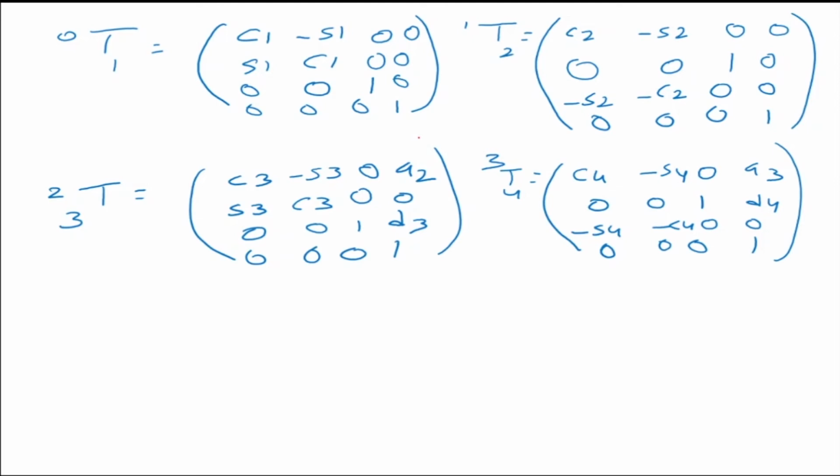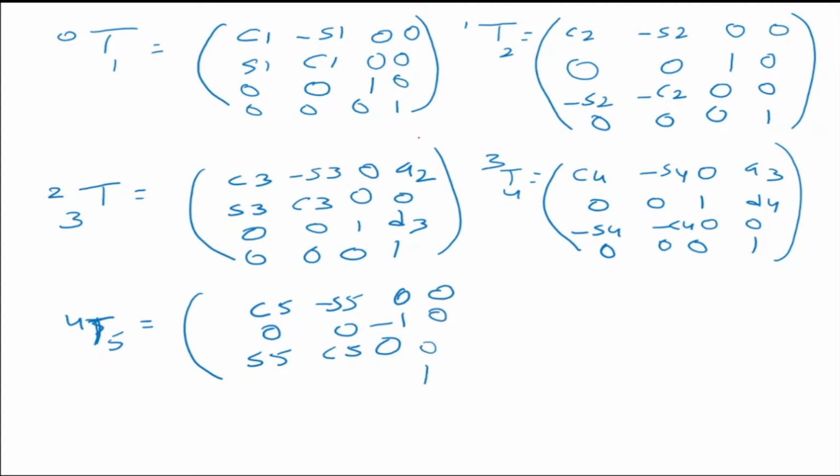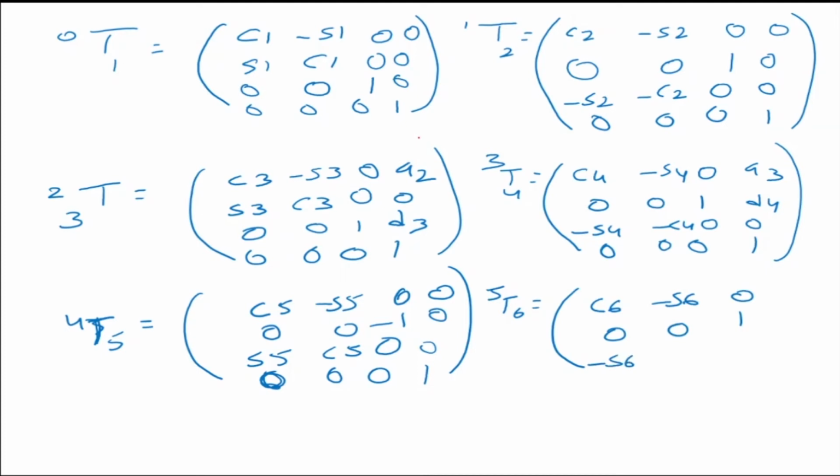This is T4 to 5, which is equal to cos θ5, minus sin θ5, 0, 0; sin θ5, cos θ5, 0, minus 1, 0; 0 0 0; 1 0 0 0. And the final matrix comes out to be T5 to 6, which is equal to cos θ6, minus sin θ6, 0, 1 0 0 0; minus sin θ6, cos θ6, minus sin θ6, minus sin θ6, minus cos θ6, 0; 0 0 0 and 0 0 0 1.